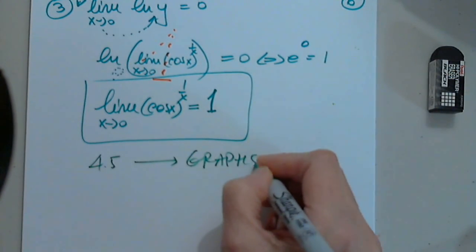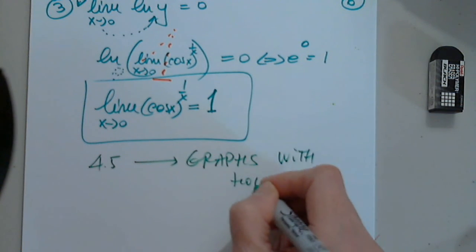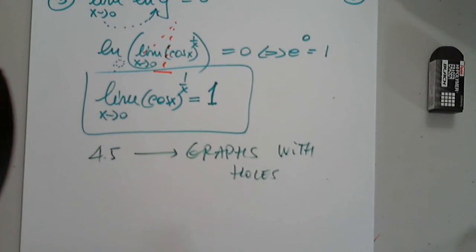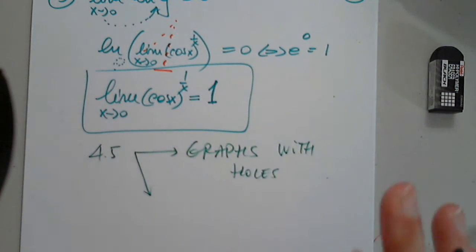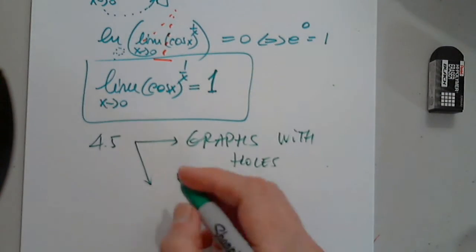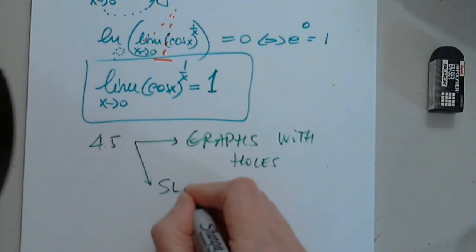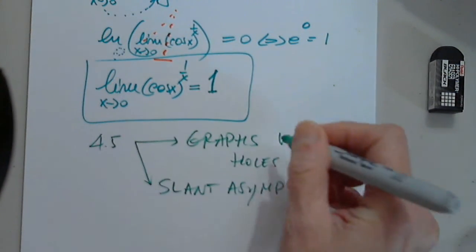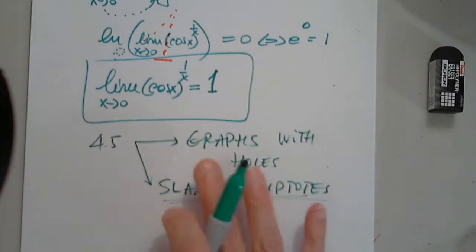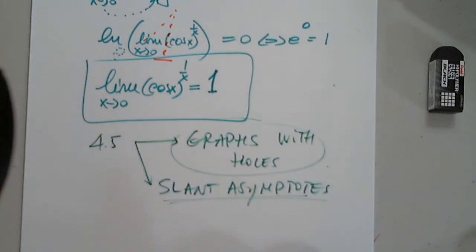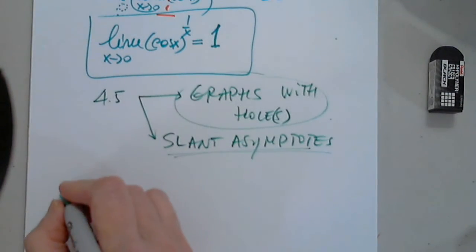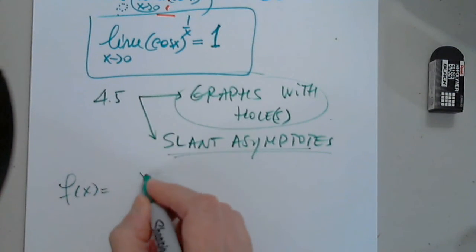Graphs with holes. And no, I'm not talking about piecewise defined functions. Those have holes in them as well. We already talked about that in chapter 2 and over. And the other topic here, slant asymptotes. So I'm going to give an example from each. I want to graph a function with holes, or hole. Not necessarily many. Okay, so here's an example of such a function.